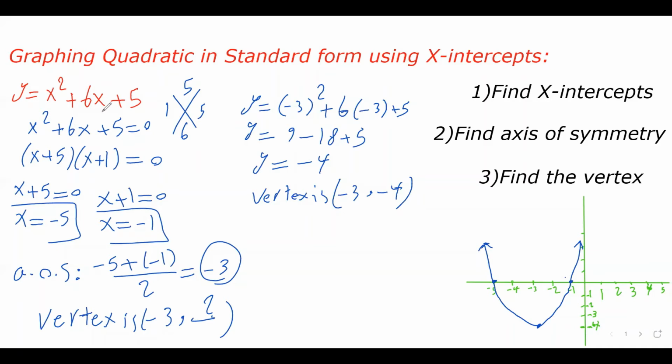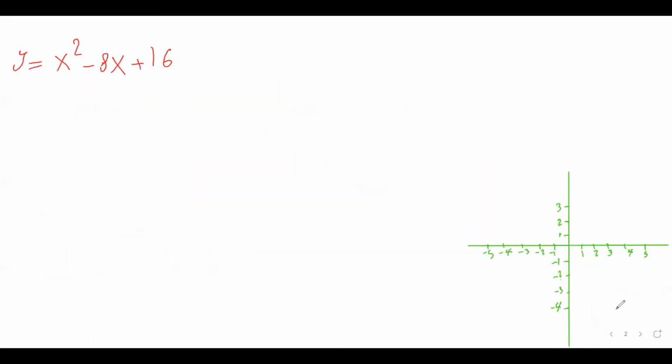All right, let's do the next example. y equals x squared minus 8x plus 16. Again, we have to follow those 3 steps. First, let's find the x-intercepts. I have to set this equal to 0: x squared minus 8x plus 16 equals 0. Let's solve for x. First, I need to factor this left side. I'm looking for two numbers whose product is 16 and whose sum is -8. What are those two numbers?